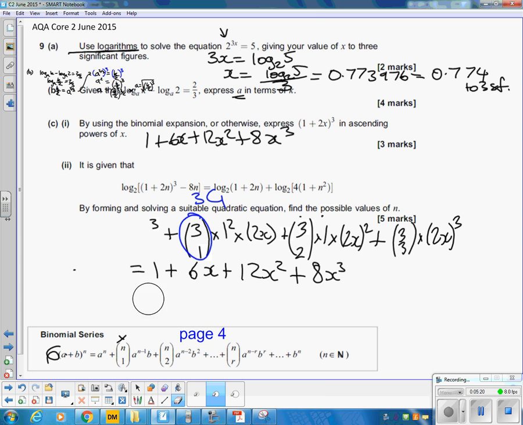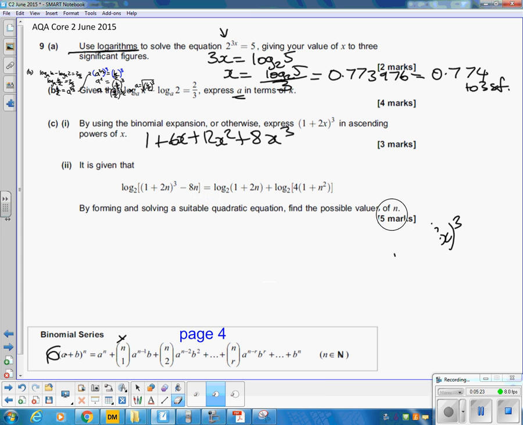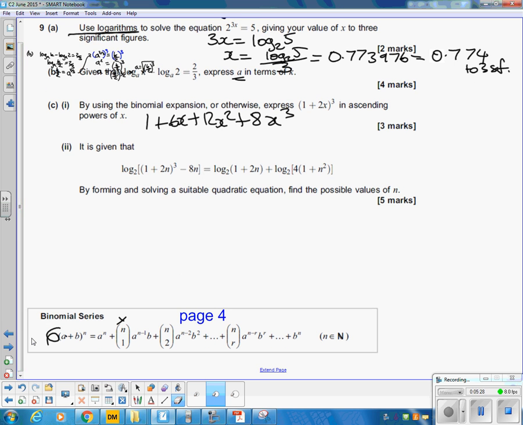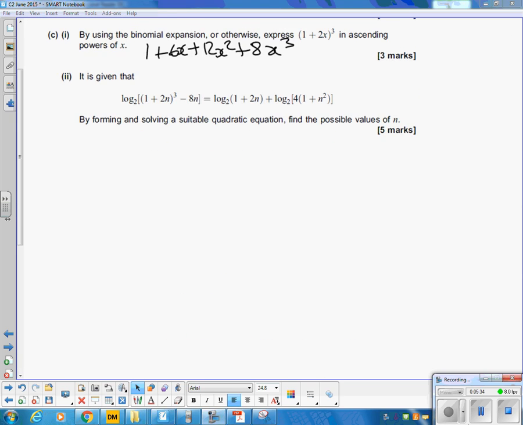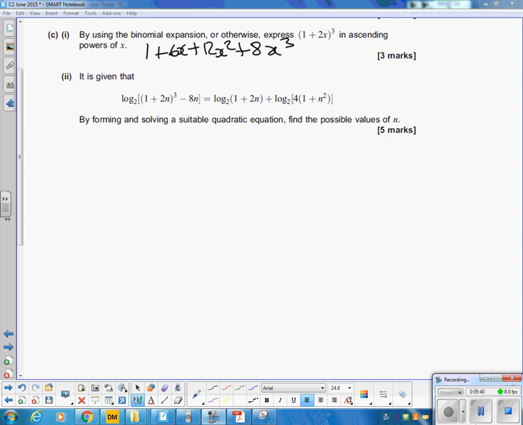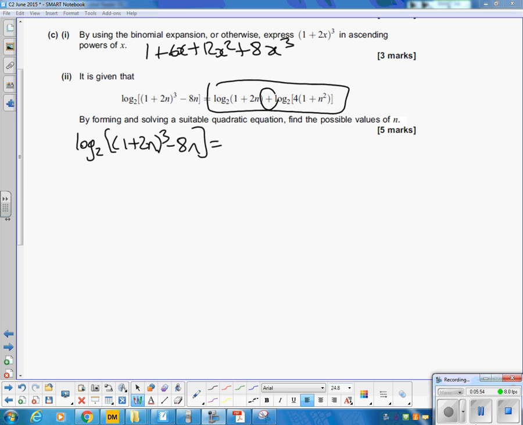Right, so we're going to move on to part 2. Now it's a part 1 and a part 2. There's a strong possibility we might be using that in our answer to help us out. Okay, so once again, forming and solving a quadratic equation. Right, so we've got quite long logs going on here. So log of (1 plus 2n) cubed minus 8n equals. Now if you look at this side, we've got 2 logs on this side. They are added, so that means we can write that as a single log with those 2 things multiplied.